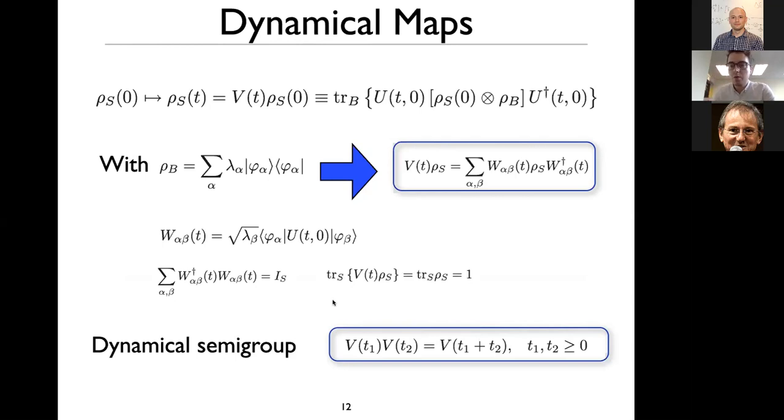To help with defining a quantum Markov process, we can introduce the definition of a dynamical semigroup. A dynamical semigroup basically satisfies this defining property, and so any dynamical map that satisfies this defines a dynamical semigroup. And this essentially gives us the definition of a time evolution which describes a quantum Markov process.